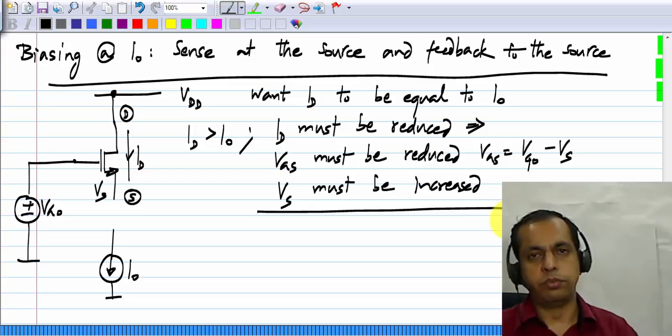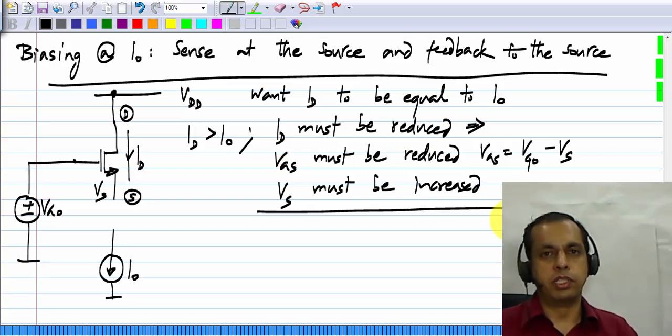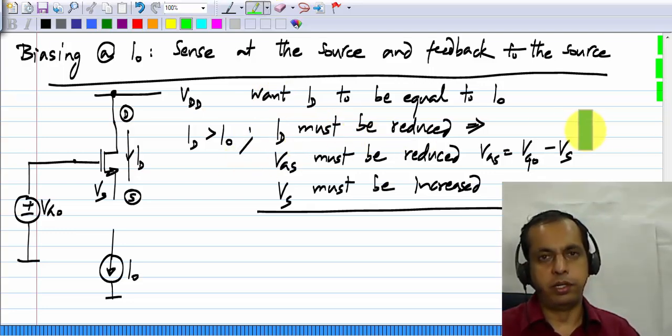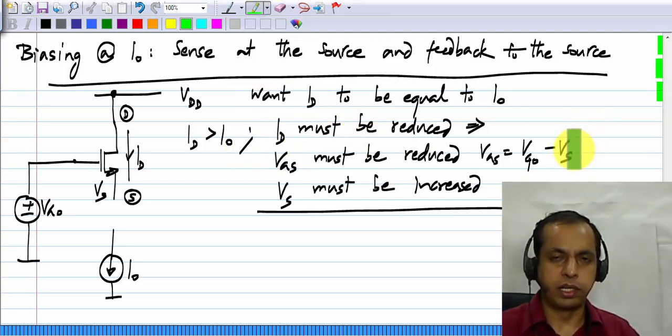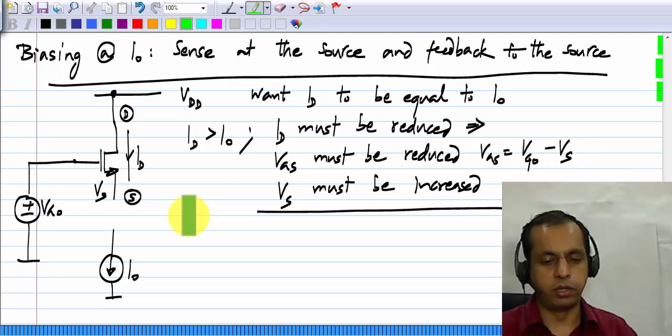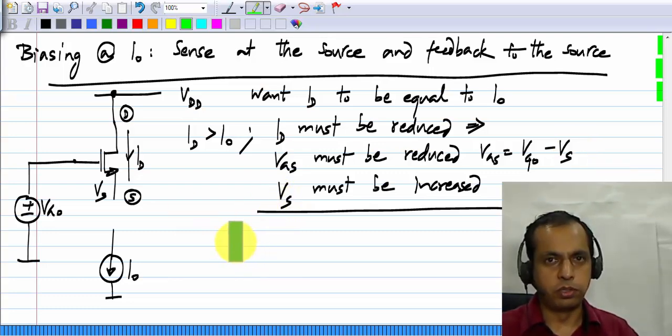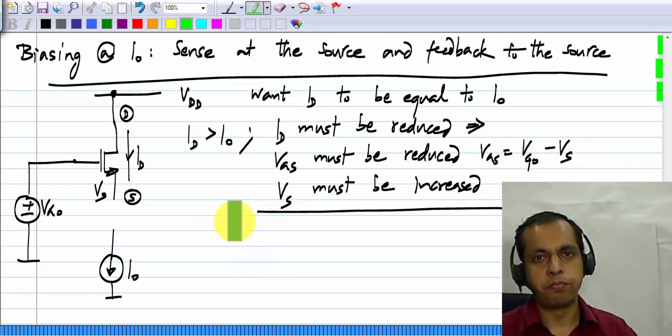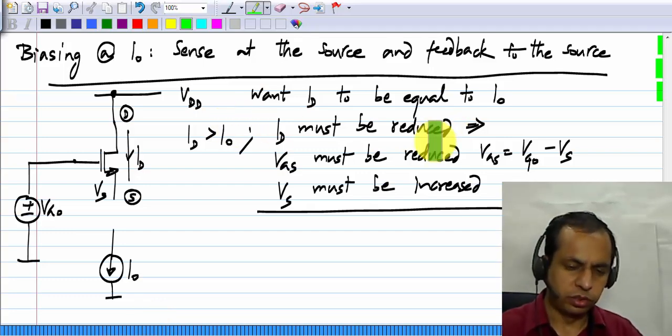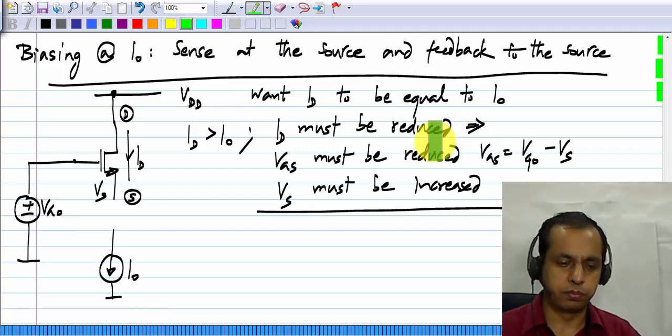So if the drain current of the transistor happens to be more than the desired current, then the source voltage must be increased. When you do this, the gate source voltage reduces and the current reduces. And exactly the opposite must be true when ID is smaller than I0. Vs must fall down so that the drain current increases. So this is the feedback action that we want.